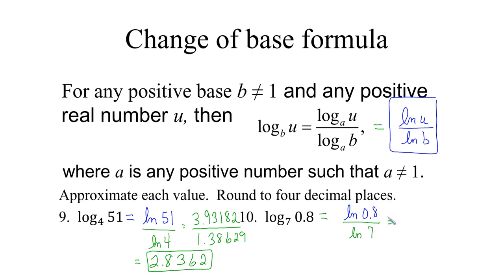If you type in the natural log of 0.8 divided by the natural log of 7, it will give you negative 0.11467, but since it says to 4 decimal places, our approximate answer is going to be negative 0.1147. Don't forget your negative in front, and that is my final answer.